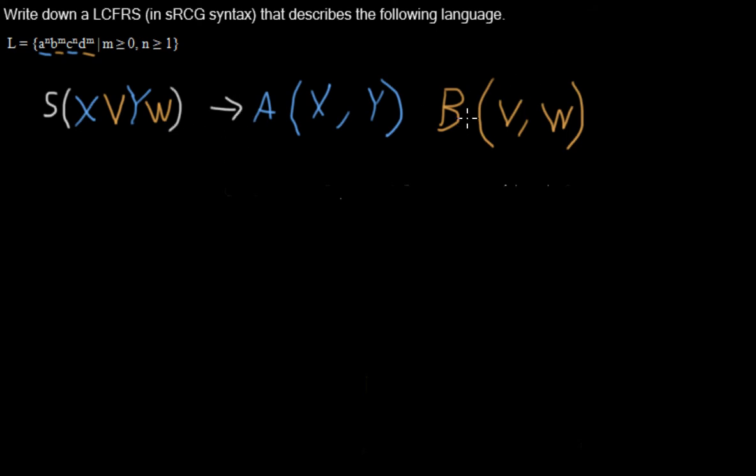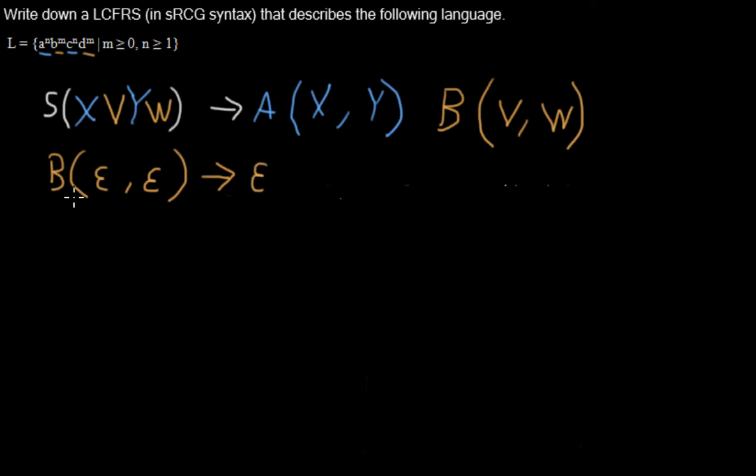Now I will begin with filling the B rule, because I think it's simpler. So the language says m is allowed to be zero. That means b and d are allowed to be empty, so they are allowed to be epsilon. And that would look like this. B will generate two strings for me. One will be filled with epsilon and the other will be filled with epsilon. And this doesn't depend on any other items. So at the right hand side of the rule, there will be nothing.